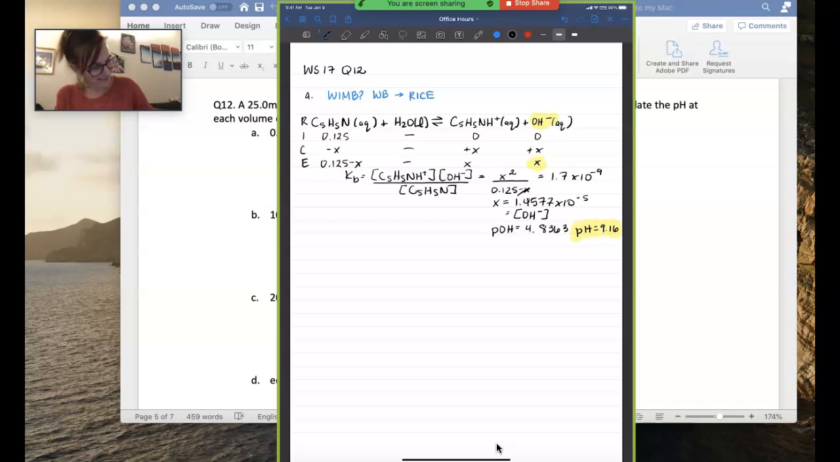All right, the next step here was what happens when we've added 10 milliliters of HCl. Now, when you add this strong acid to this weak base, a reaction will occur. And when that happens, you need to use a Baugh table. So the Baugh table is a way for us to do some solution stoichiometry quickly.